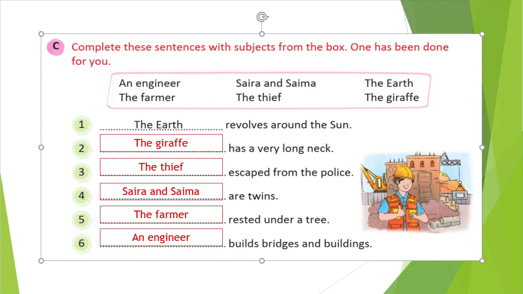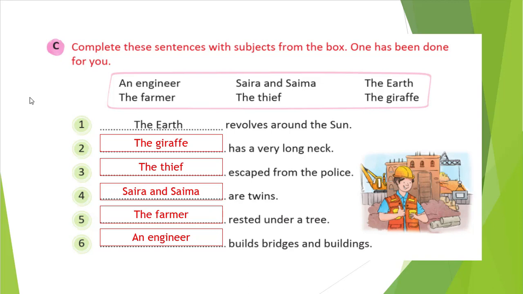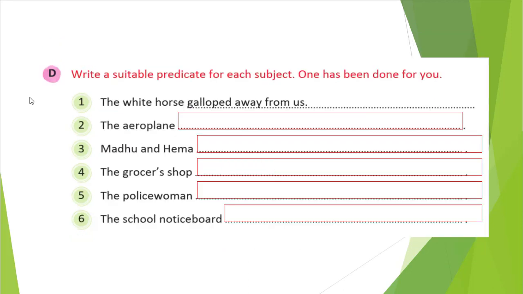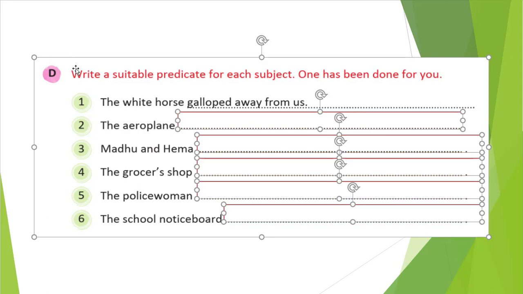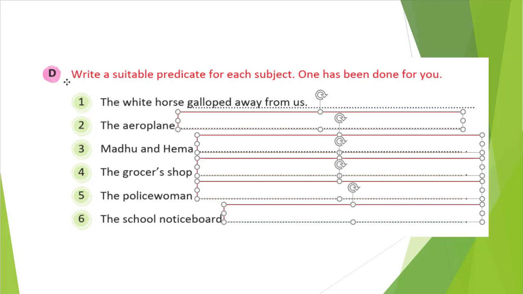So shall we go further? Let's see exercise D. What we need to do is write a suitable predicate for each subject. One has been done for you. So here predicates are not given. We just need to write them down. Let me show you what I wrote here. I will explain it for you.